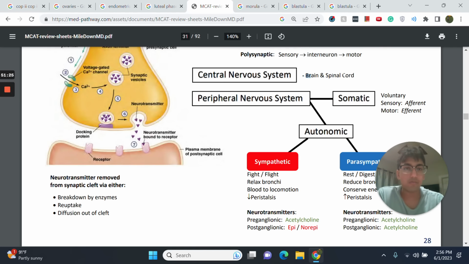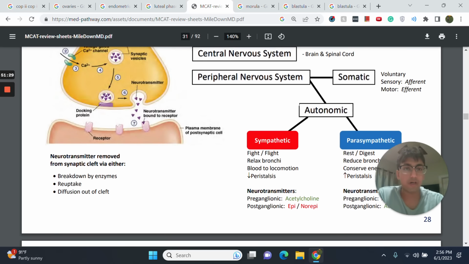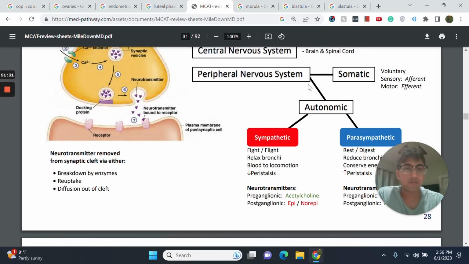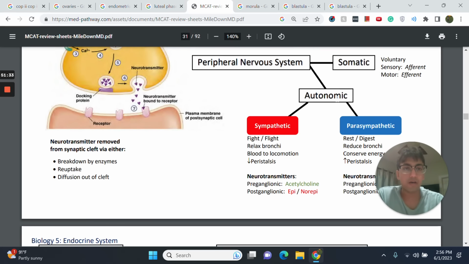Central nervous system is the brain and spinal cord, and the peripheral nervous system is everything else that's a neuron in the body. The peripheral nervous system, and this is very high yield for you to know, can be somatic or autonomic. Somatic means voluntary. Autonomic means that it happens without you thinking about it. And some things in your body, you just want it to be autonomic, right?